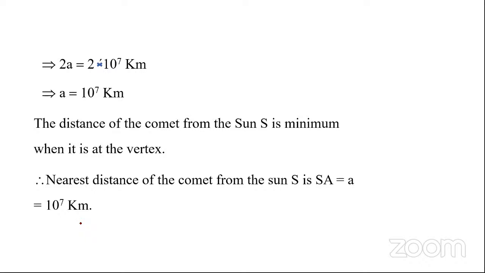2 times 10 to the power 7 kilometers. Then 2 gets cancelled, and A equals 10 to the power 7 kilometers. The distance of the comet from the sun S is minimum when it is at the vertex. When it is at the vertex, the nearest distance of the comet from the sun is SA, that is A, which is 10 to the power 7 kilometers. This is the solution for the given problem.